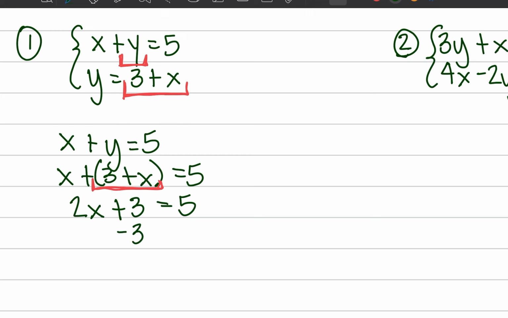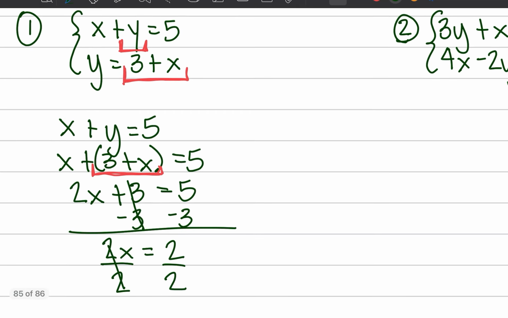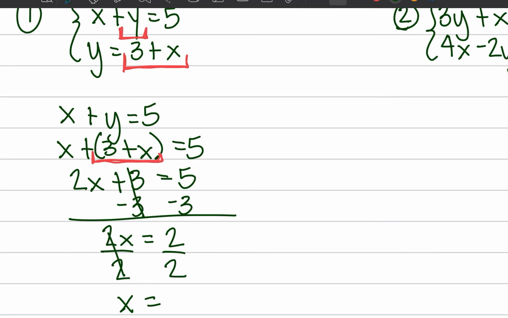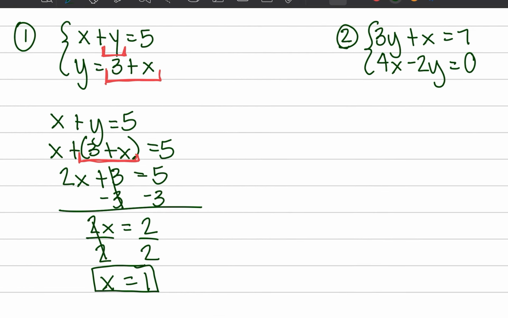I'm first going to subtract 3 from both sides and get 2x by itself is equal to 2. Then I'm going to divide by 2 on both sides, and when I do that, I get x is equal to 1. So this is our x value of the ordered pair. If we were to graph it, where our lines cross, that's our x value.